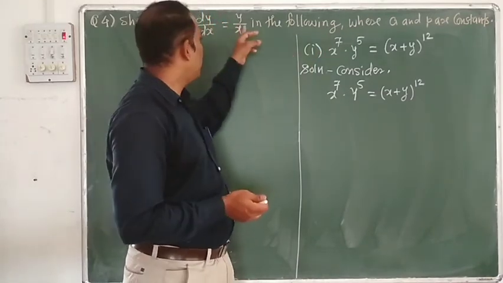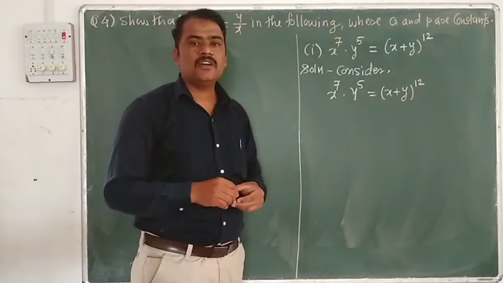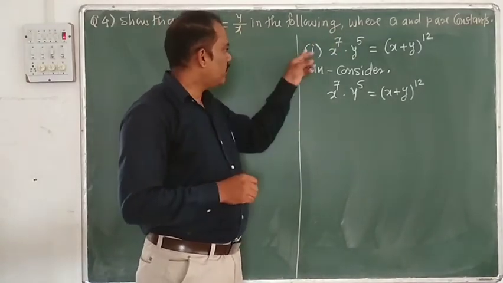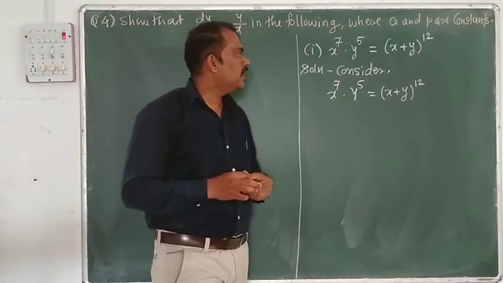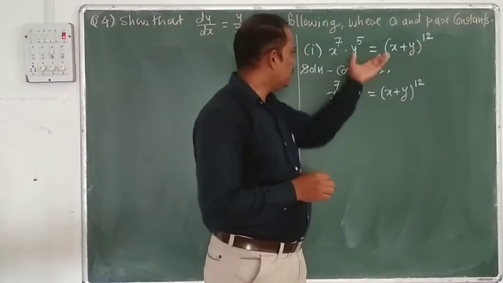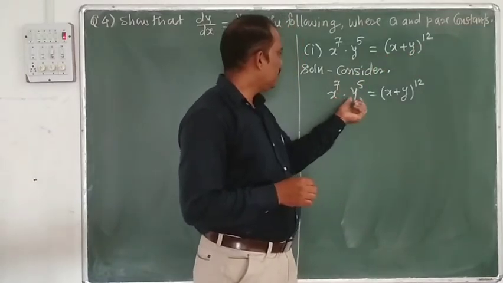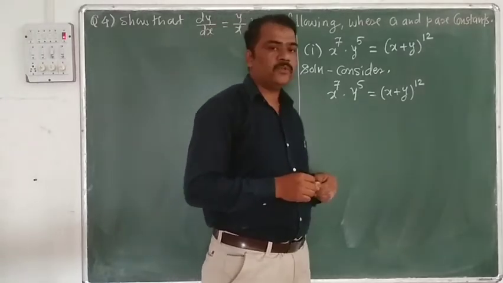Show that dy by dx is equal to y upon x in the following, where a and p are constants. From that we have to discuss the first example. x raised to 7 into y raised to 5 is equal to x plus y raised to 12. We have to consider that given part. x raised to 7 into y raised to 5 is equal to x plus y raised to 12.